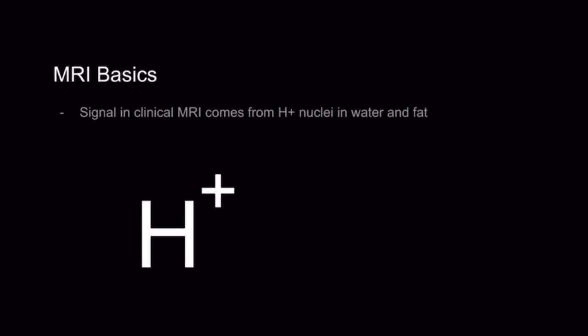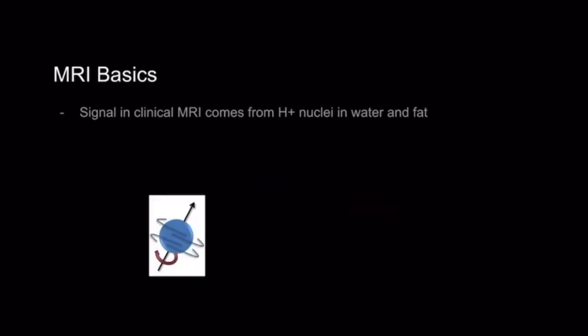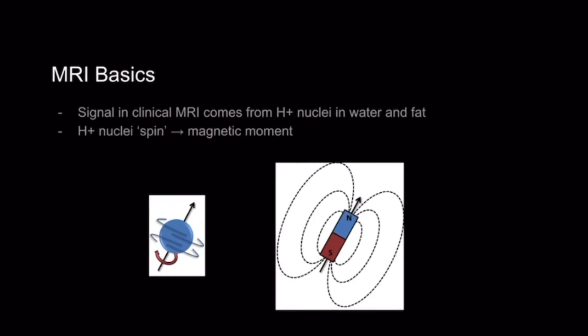Simply put, the signal that we get and look at in clinical MRI comes from imaging hydrogen nuclei in water and in fat. These hydrogen nuclei, like other subatomic particles, possess spin or spin angular momentum. And this spin gives the nuclei a magnetic moment. To put it in a simpler way, think of each hydrogen nucleus behaving like a tiny bar magnet with a vector illustrating the magnetic moment.